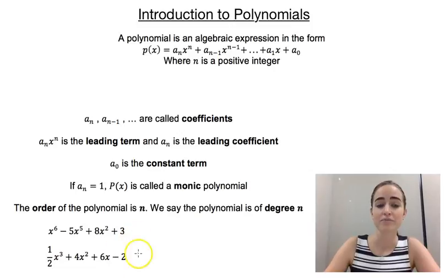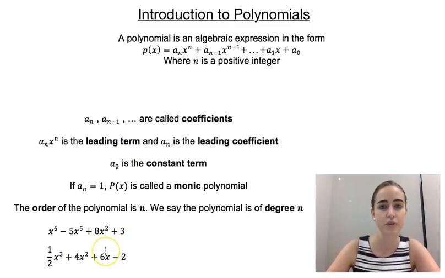In this second one, it's a polynomial of degree 3 because that's the highest power of x. It's not monic because the coefficient of that highest power isn't 1. That's our leading term there, that whole half x to the power of 3. The leading coefficient is that 1/2. And the constant term is that minus 2, so not just the 2 on the end, but the minus 2.